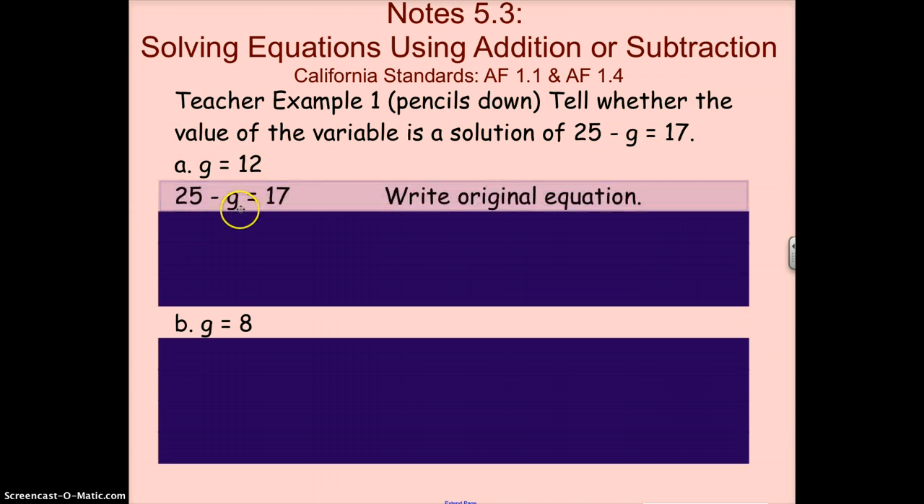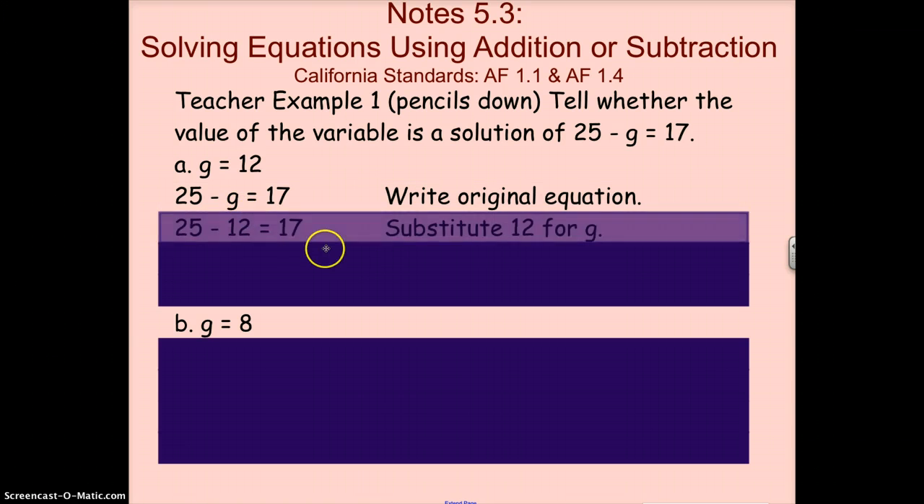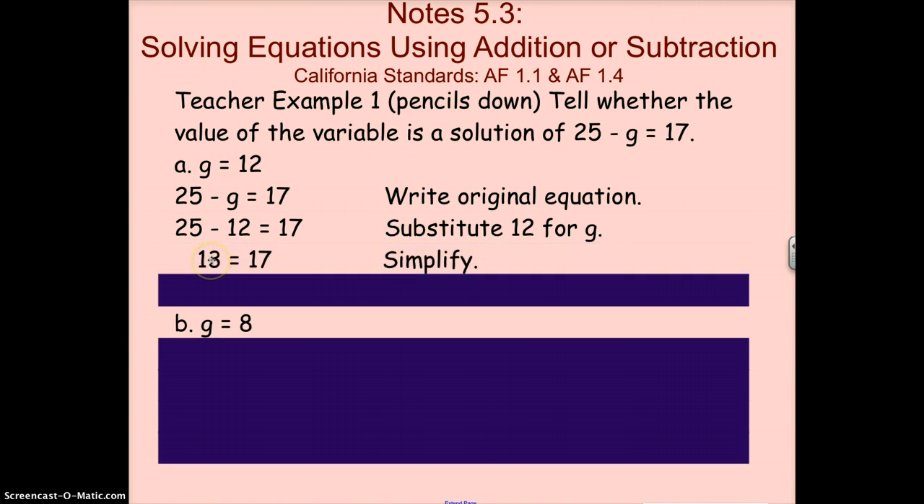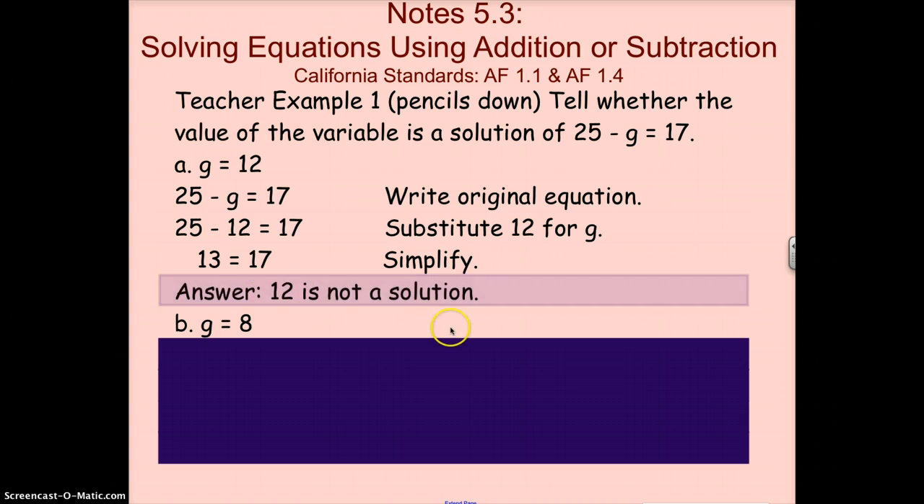So, of course, we write down the equation, replace our variable with what we think the variable is, and then we're going to subtract this side and see if it comes out equal to 17. So I do 25 minus 12, and I end up with 13, and so we end up with 13 equals 17, which of course is not true. So 12 would not be a solution. Whoever solved that problem did not do it correctly.